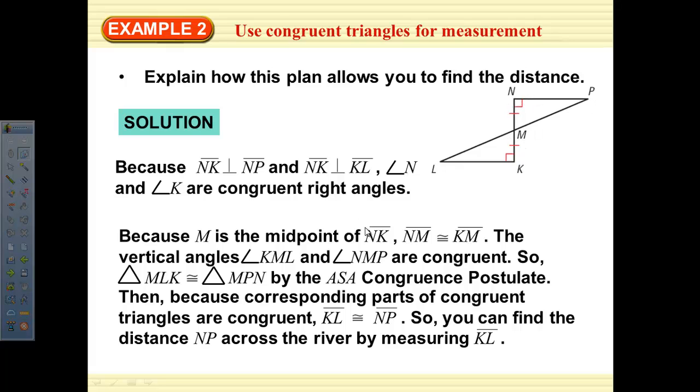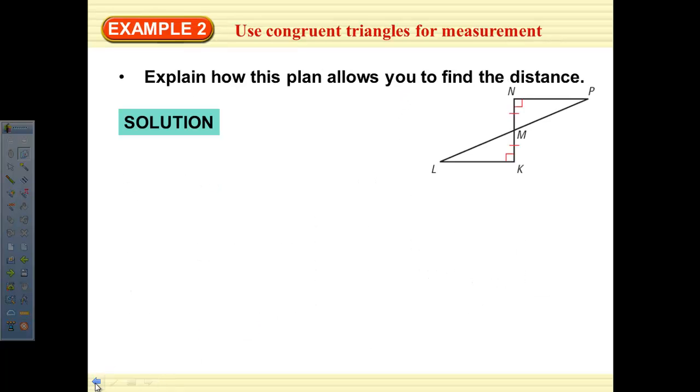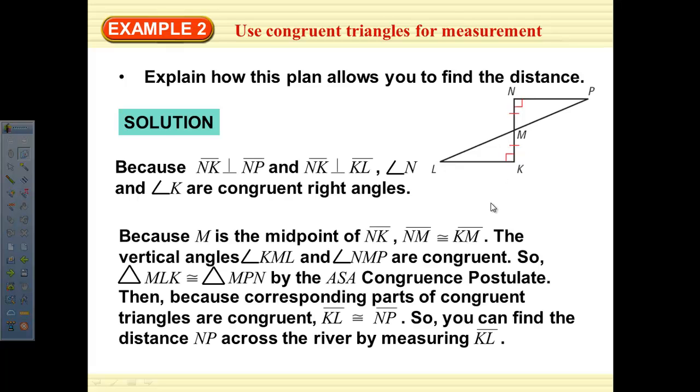And it says, does it matter how far from N you place the stake for point K? So let's go back and see what they're saying. Does it matter how far apart these two are? It really doesn't matter, because as long as there's a 90-degree angle here and a 90-degree angle here, and the distance from N to M is the same as the distance from M to K, these are automatically going to be equal, so we'll always have angle side angle in that case.